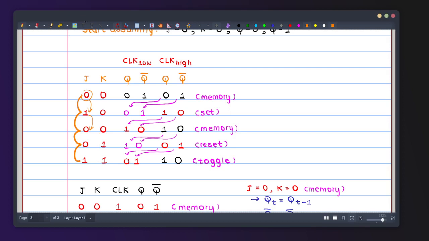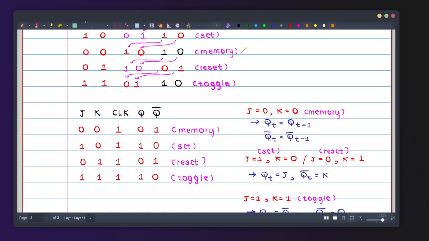Of course, in the simplified truth table, just to avoid this duplicate memory state, I've reduced it to just 4 rows. So from this stage to the next, you might see that there are 2-bit changes, but that's okay because this is the simplified truth table, which just shows what's changing. So the final truth table has a memory state when J and K are 0, a set state when J and K are 1 and 0, a reset state when J is 0 and K is 1, and a toggle state when both J and K are 1. It's pretty simple, right?